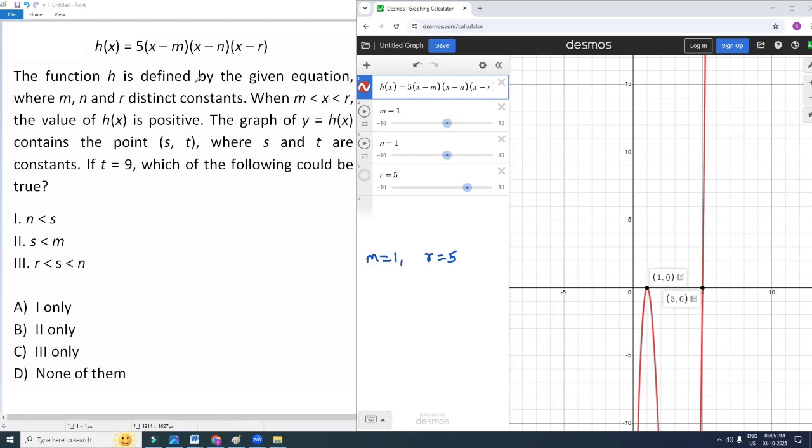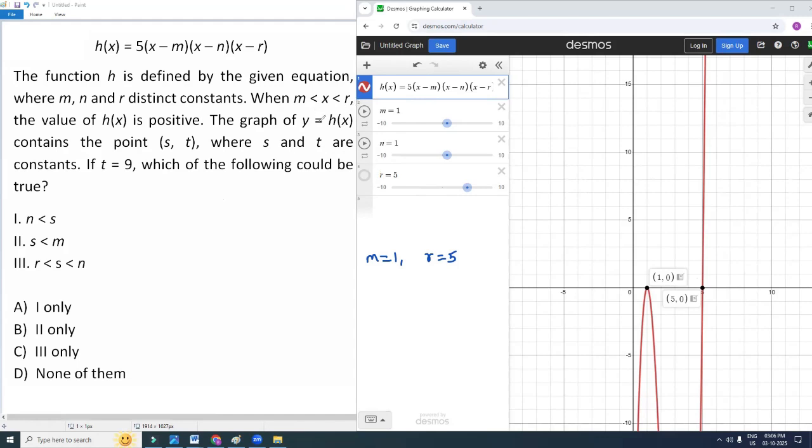Okay, what do we have to do? Now let's consider some value for n so that h of x is positive when x takes a value between 1 and 5, that is between m and r. What value can we take for n? Here we have three possibilities. We can take a value for n on the left side of m, that is less than m. Or we can take a value for n between m and r. Otherwise, we can take a value for n to the right side of r, that is greater than r.